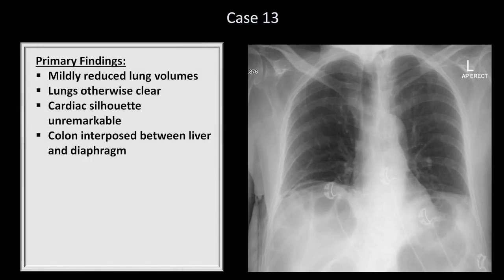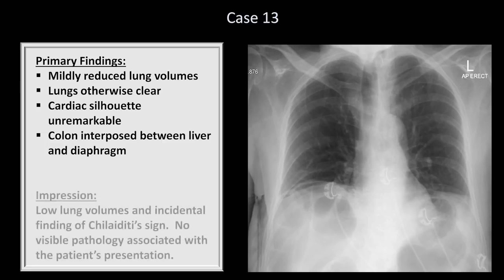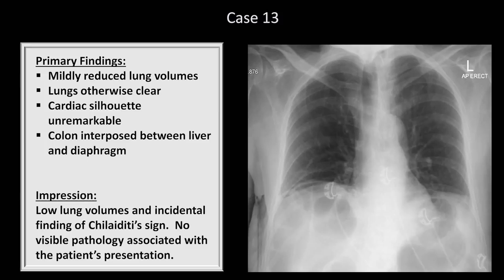So in summary, the primary findings are mildly reduced lung volumes, with otherwise clear lungs and an unremarkable cardiac silhouette, and with the colon interposed between the liver and the diaphragm. The overall impression would be low lung volumes and an incidental finding of Chilaiditi sign. There is no visible pathology associated with the patient's presentation, which is probably due to either a viral URI or possibly strep throat.